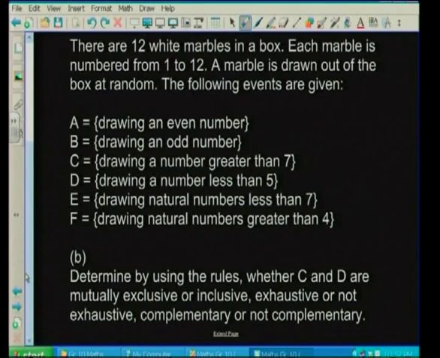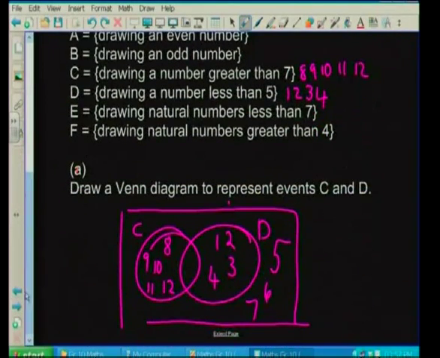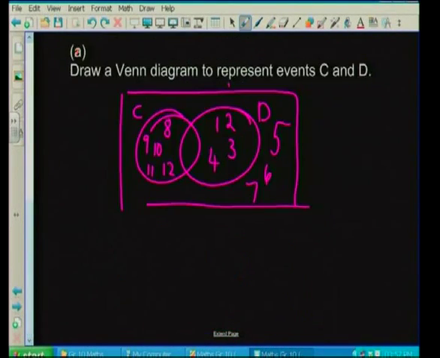Now again, the next question asks us to determine, by using the rules, whether C and D are mutually exclusive or inclusive, exhaustive, not exhaustive, complementary, or not complementary. Right, so that's quite a list. I'm going to go back to my Venn diagram and we're going to have a look here.